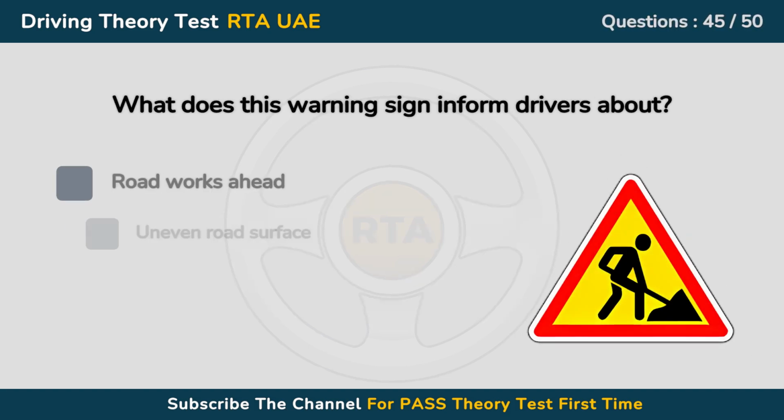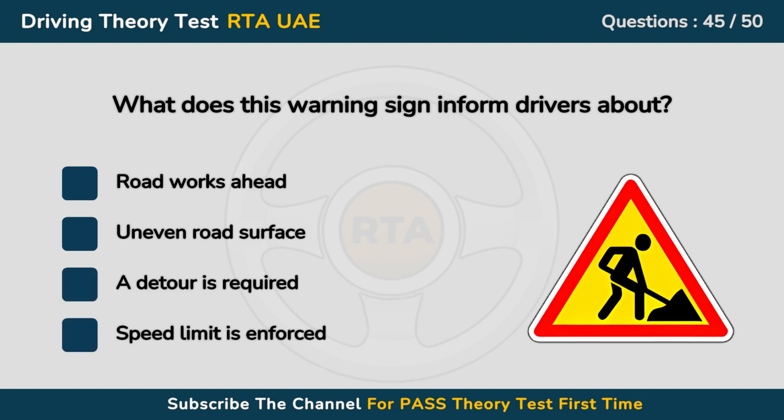Question 45. What does this warning sign inform drivers about? A. Road works ahead. B. Uneven road surface. C. A detour is required. D. Speed limit is enforced.